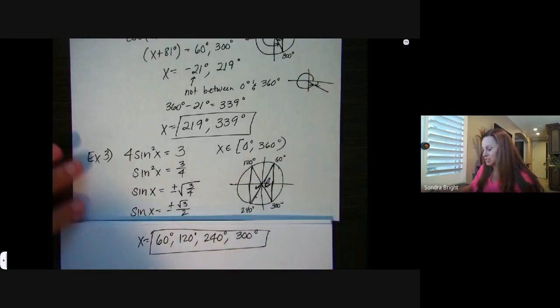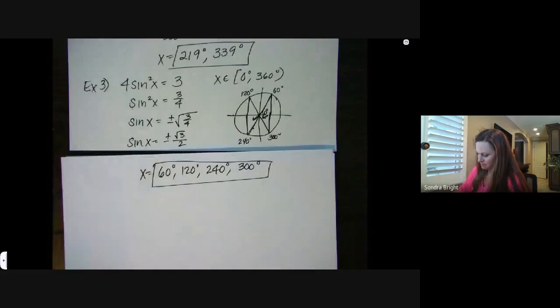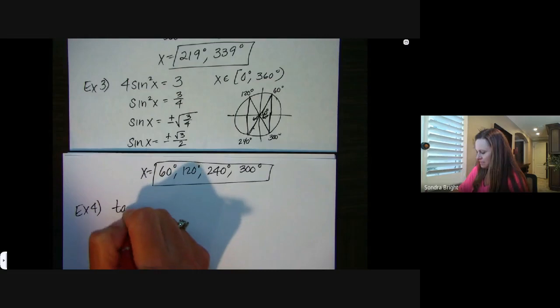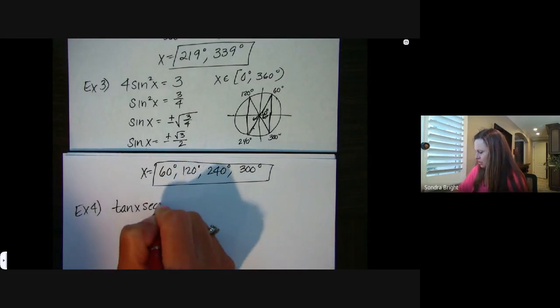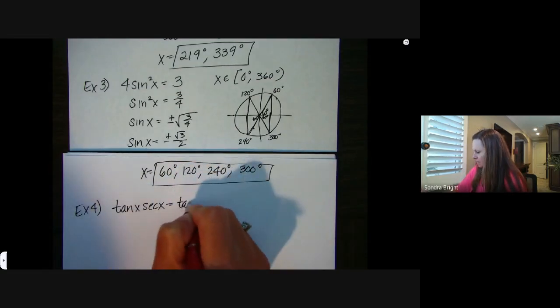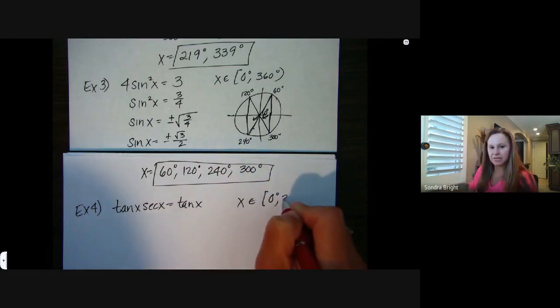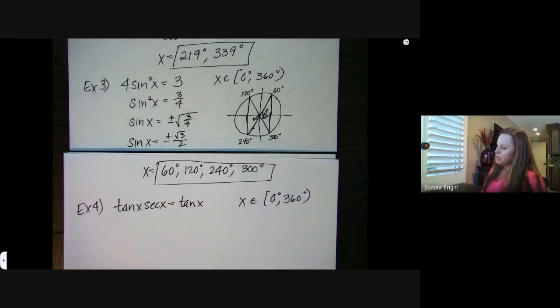Okay, let's do another one. How about solving tangent of x times secant of x is equal to tangent of x, if your x is in the domain of 0 degrees to 360 degrees. You're going to want to divide by tangent, but don't divide by tangent. You will lose solutions. You will also possibly be dividing by 0, and that's not okay.